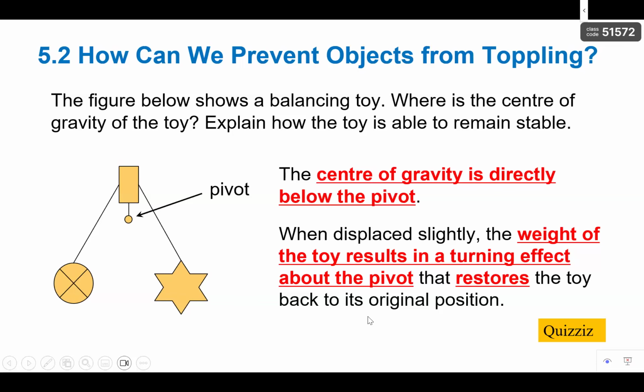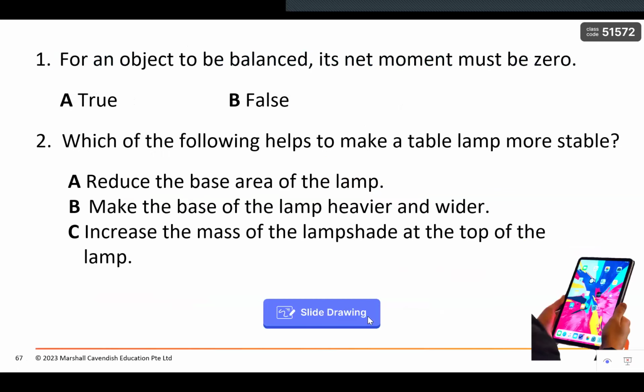Okay, so before we end off the chapter, let's do a conclusion. Some questions. For an object to be balanced, its net moments must be zero. True or false? The answer is true. Not only must its net moments be zero, its net force must also be zero in order for an object to be in equilibrium.